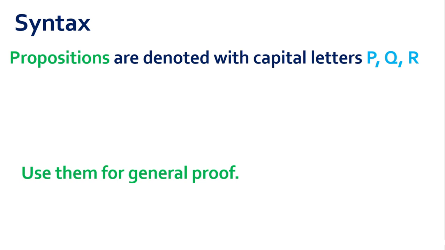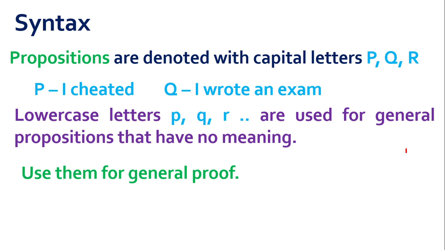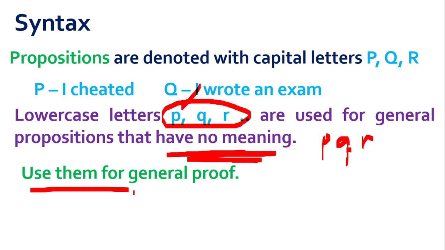Propositions are denoted with capital P, Q, R. So, for example, lagyan natin P is for I cheated. Q is I wrote an exam. Ayan. Pero, ang pinaka-importante ginagamit natin talaga, itong mga lowercase, which is p, q, r. Ayan. Are used for general propositions that have no meaning. Walang ibig sabihin yan. Ha? Basta ito yung ginagamit natin, yung p, q, tsaka yung r. Okay. So, use them for the general proof. So, doon natin sila ginagamit.